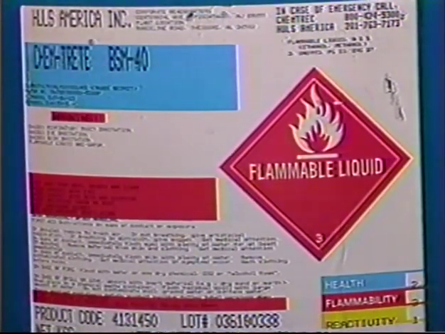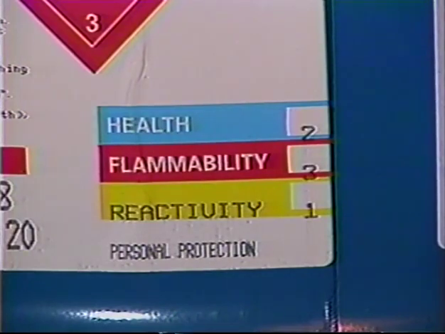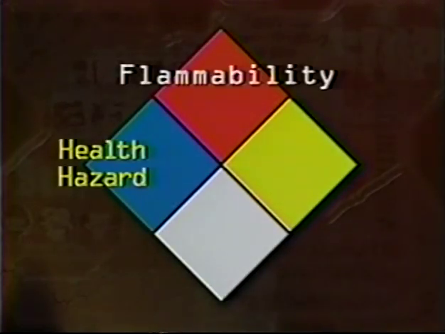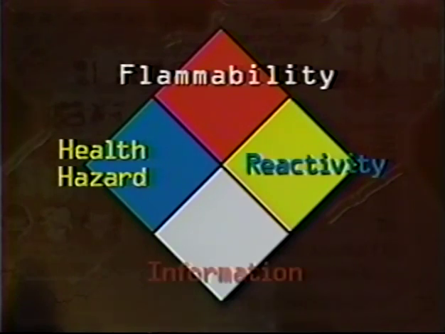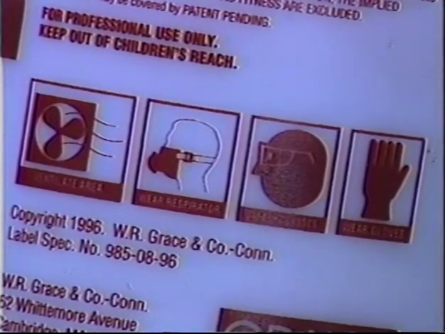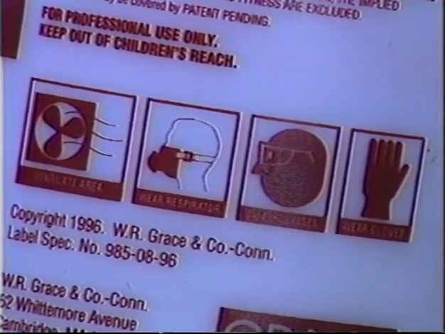Labels may also be color-coded and use numbers or icons to show you there's a hazard or that you need to protect yourself. On these type of labels, the color blue indicates a health hazard, red, flammability, yellow, reactivity, and white for additional information. The numbers inside the colored areas show the degree of danger, 4 being the most hazardous, 0 the least. So a 4 in the red area means the product is highly flammable or explosive. Icons or symbols may also be used to indicate what personal protective equipment should be used. These labels and symbols are like warning signs, letting you know what hazards lie ahead.